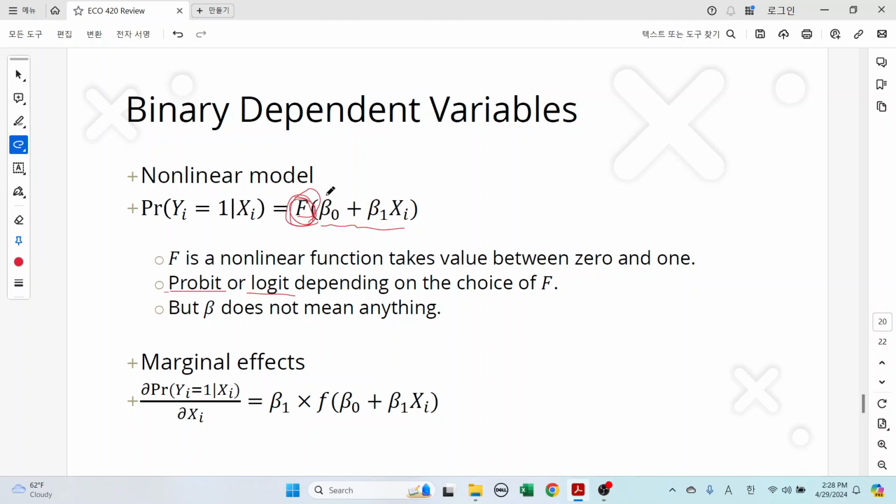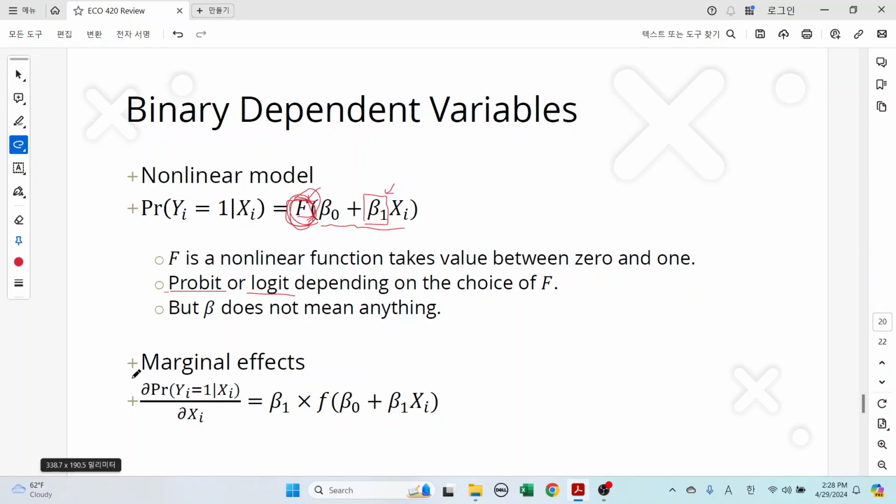We call this link function. Anyhow, depending on what kind of function you use in here, we call that either probit or logit, or you can think about different types of models, but these two are the most common ones. The problem is because you have another step of manipulation, beta 1 does not have a meaning itself, right? There is no direct economic interpretation for beta itself.